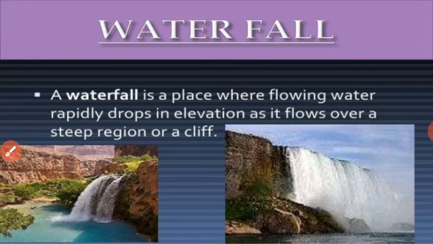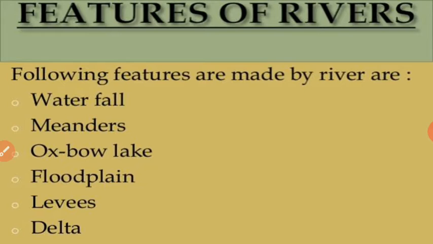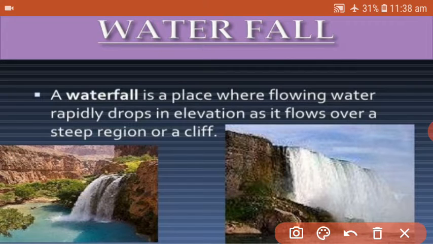First we have the waterfall, as given in your textbook. A waterfall is a place where flowing water rapidly drops in elevation as it flows over a steep region or a cliff. You can find what a steep region or a cliff is. Here you will find this height that is known as steep. That is a cliff region. It is a sudden vertical rise from the surrounding land areas.